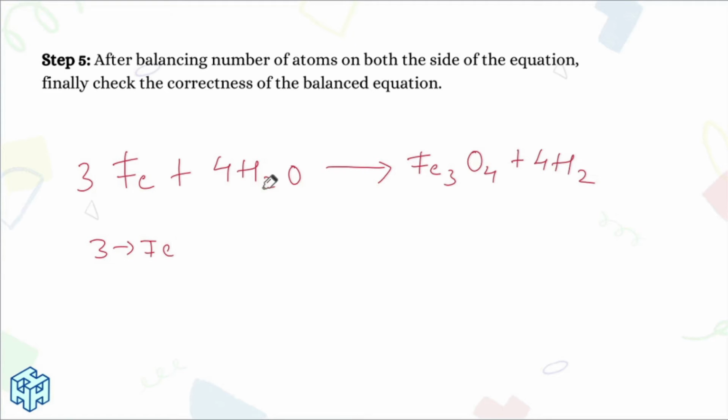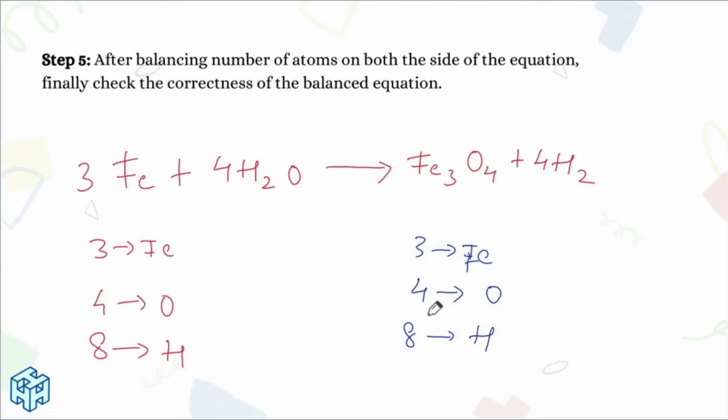Here, 3 ferrous atoms, 4 oxygen atoms, and 8 hydrogen atoms. On the other side also, 3 ferrous atoms, 4 oxygen atoms, and 8 hydrogen atoms. Sir, is it right? Let us analyze. 3, 3, perfect. 4, 4, perfect. 8, 8, perfect. This gives a balanced equation.